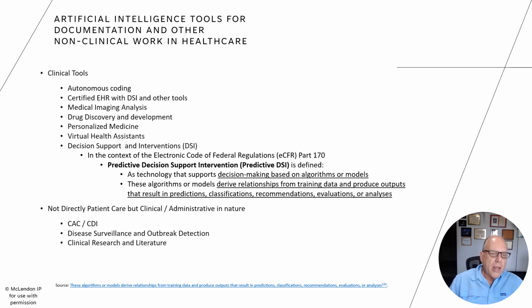interventions, DSI. In the context of the Electronic Code of Federal Regulations, Part 170, predictive decision support intervention is defined as a technology that supports decision-making based on algorithms or models, a technology supporting making decisions based on some technology. And the algorithms or models derive relationships from training data and produce outputs that result in predictions, classifications, recommendations, evaluations, or analysis. What the heck does that mean?